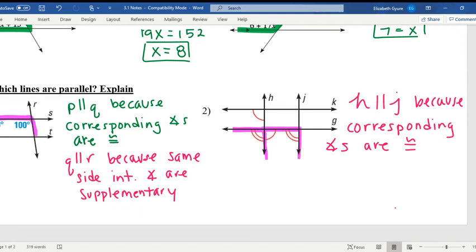Questions, concerns? How do we feel about identifying our angles? Pretty good. How do we feel about setting up the equations and solving? Pretty good. Okay, those are really the two main things. And then identifying some parallel lines maybe. Okay, well, good.